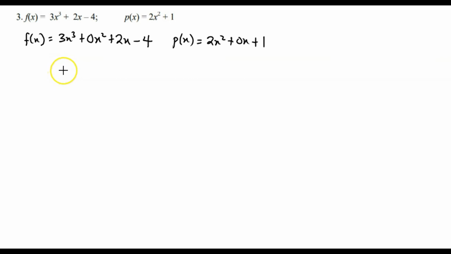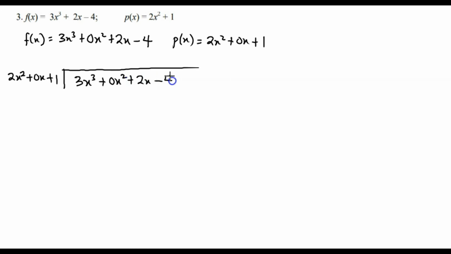So with the long division method, we introduce our long division sign. We have our divisor, which is 2x squared plus 0x plus 1. And in the division sign, we have 3x cubed plus 0x squared plus 2x minus 4. So as we said early on, you always need to use the leading entries for the polynomial functions to divide.